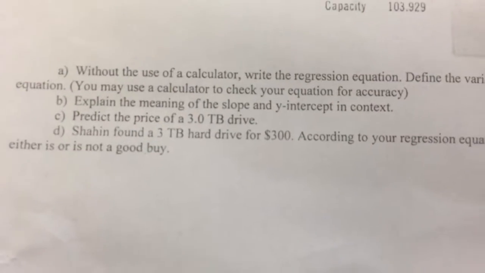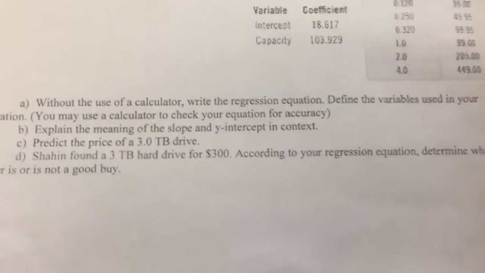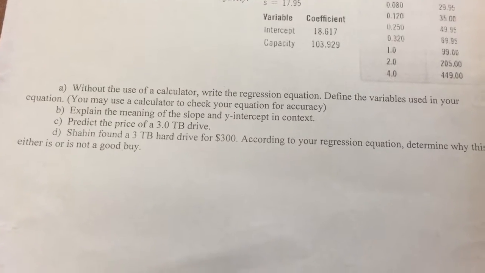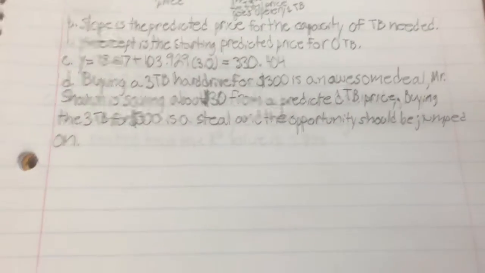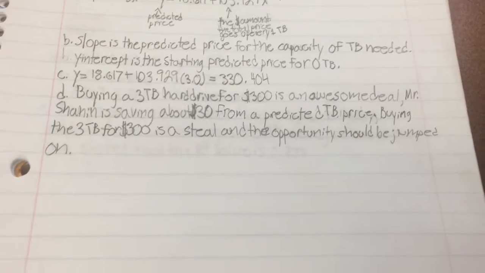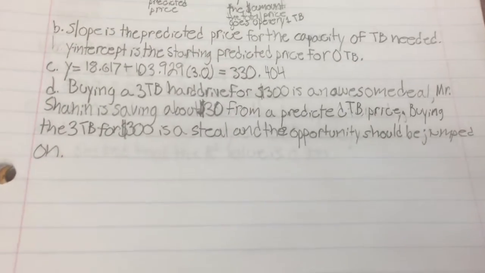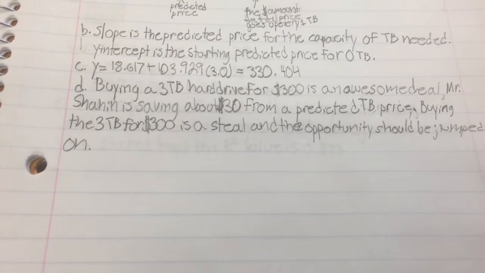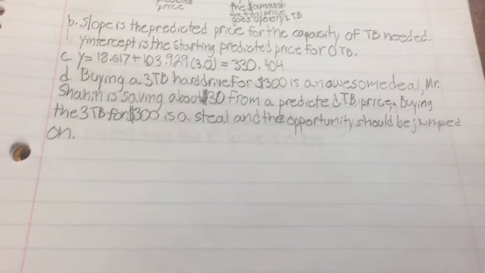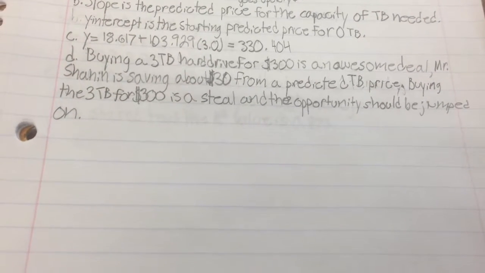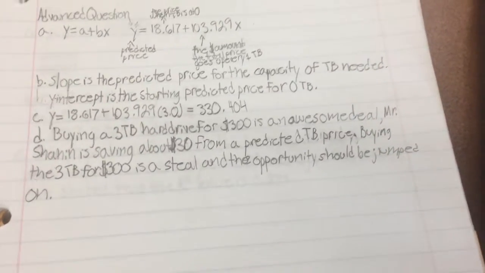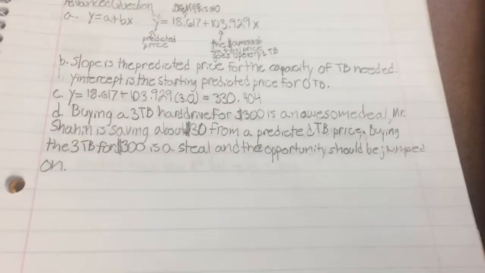So for D, Mr. Shaheen found a 3 terabyte hard drive for $300. According to your regression equation, determine whether this is a good or bad buy. So this is definitely a good buy for Mr. Shaheen. A 3 terabyte hard drive for $300 is an awesome deal, and he's saving about $30 from the predicted price. Buying the 3 terabyte hard drive is actually a steal, and the opportunity should definitely be jumped upon.